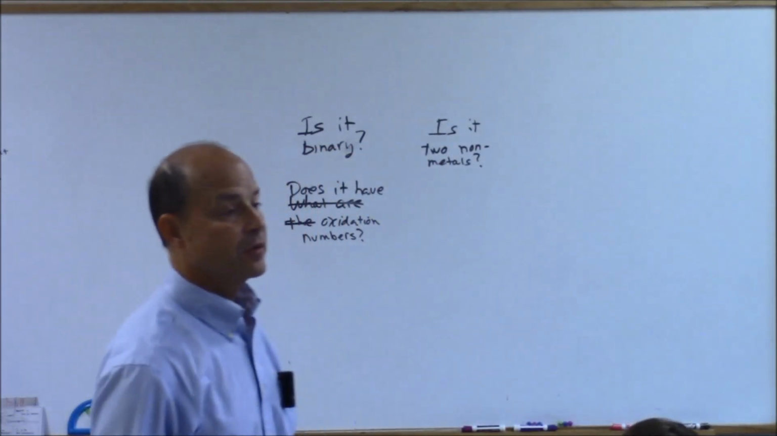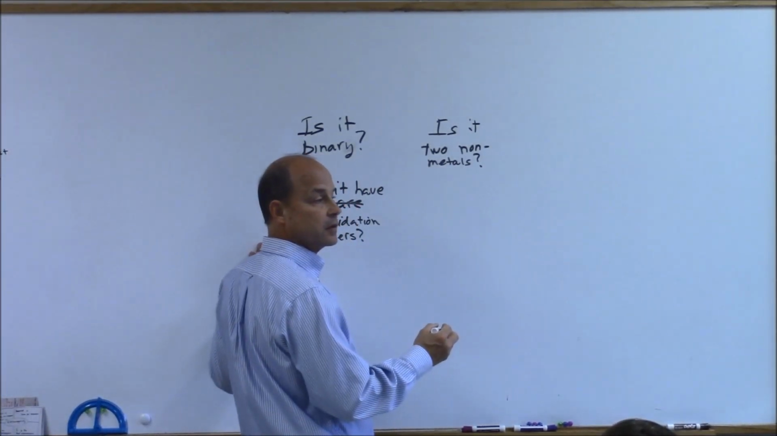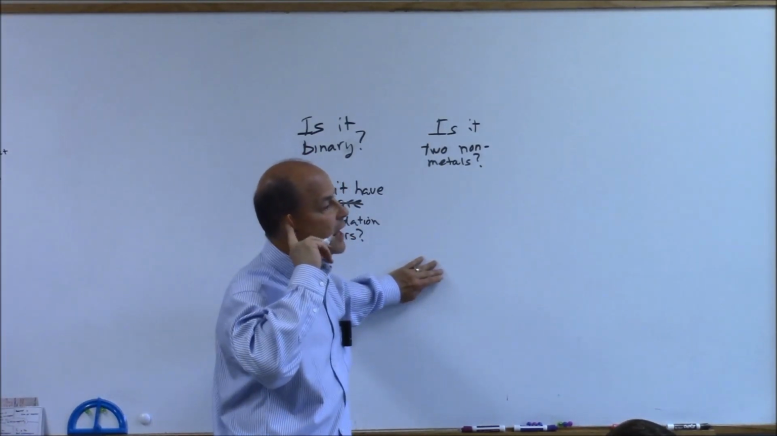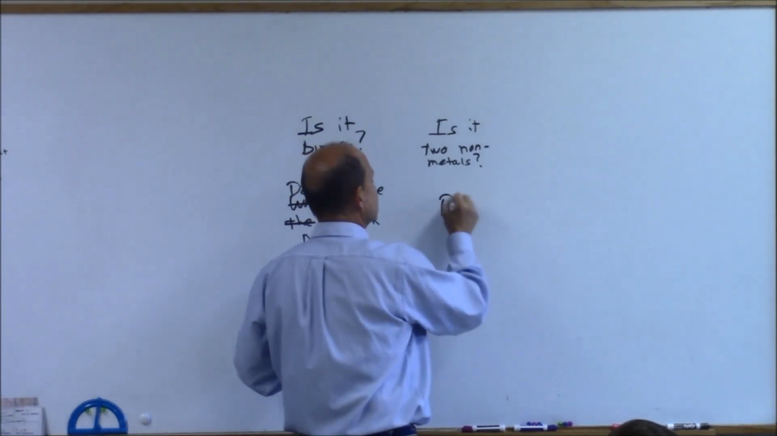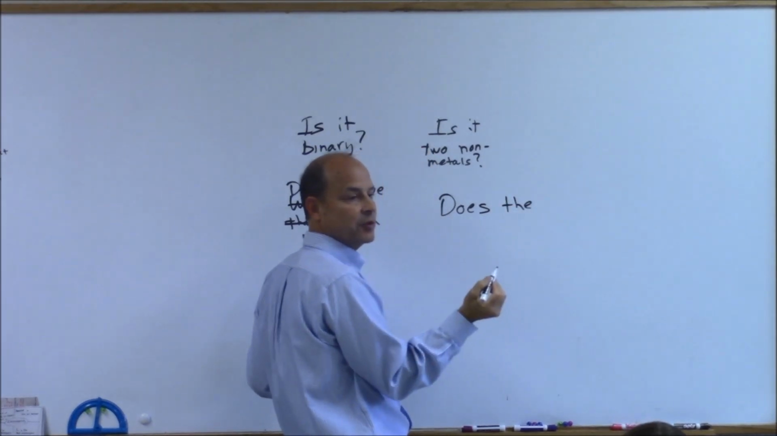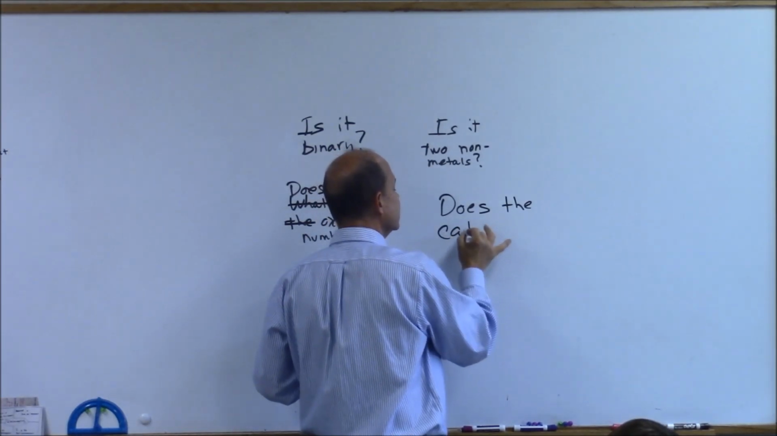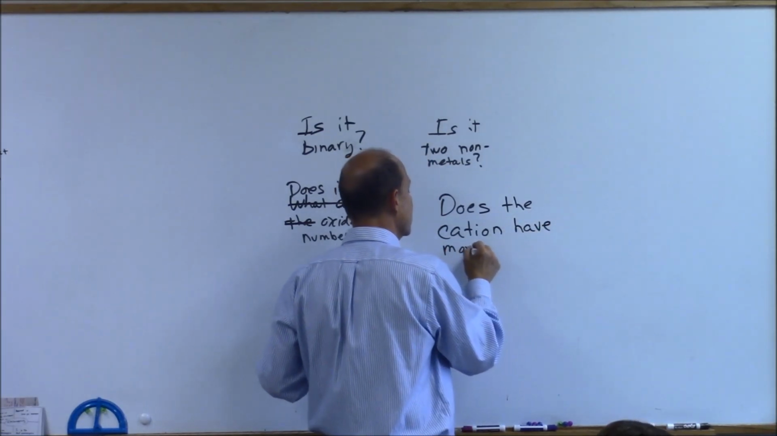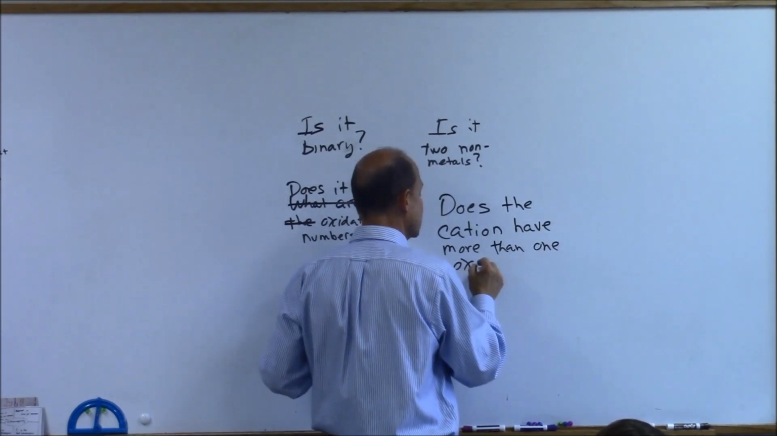So, Dominic, what'd you come up with for a question? Can an ionic compound with a cation have more than one element? I think what I heard you say is, does the cation have more than one oxidation number? If it does have more than one oxidation number, what type would it be? 2. Yeah. Does the cation have more than one oxidation number?